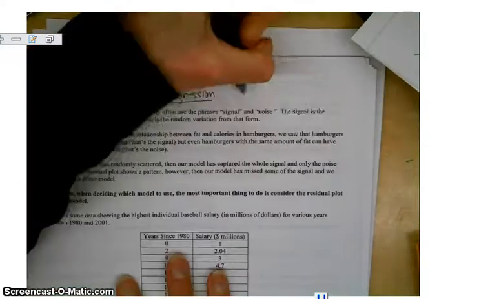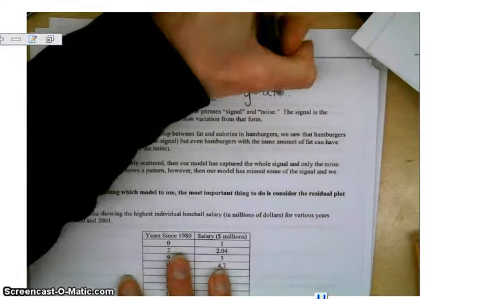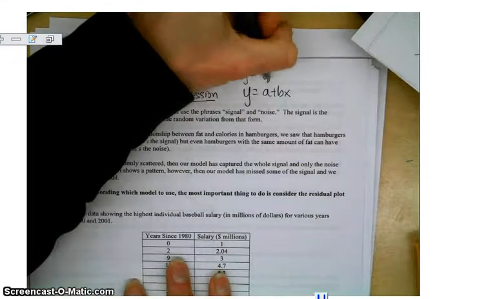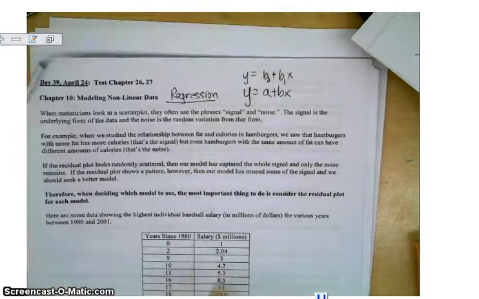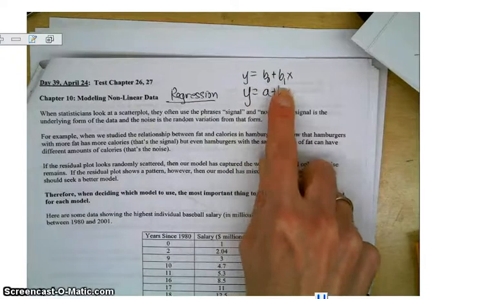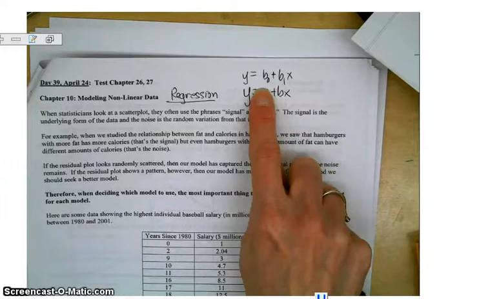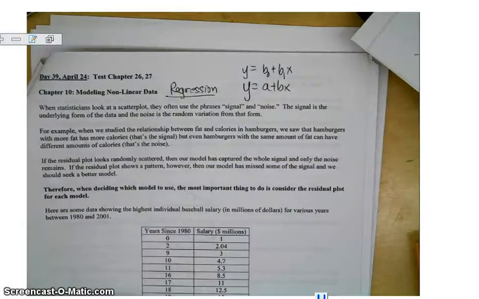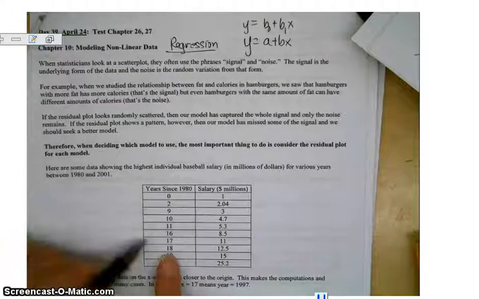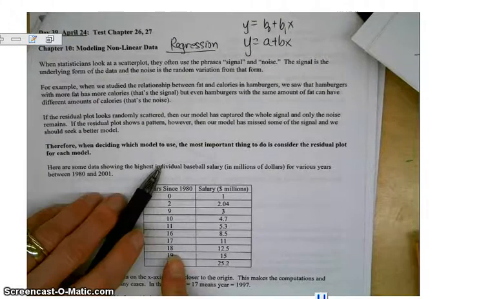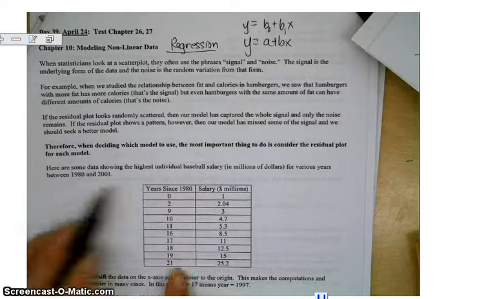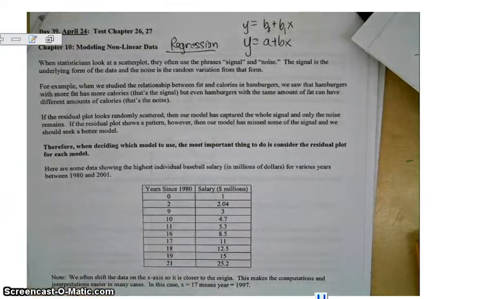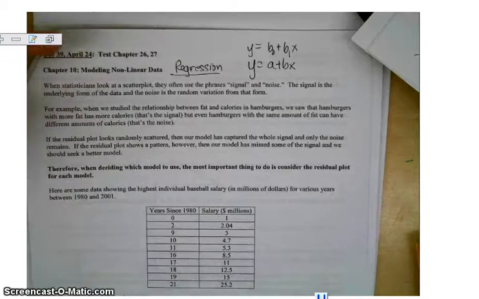You're going to write y equals a plus bx, or as the AP Stats exam writes, b0 plus b sub 1x. So that's what they use instead of a and b. So the number in front of x is the slope, and the other number without a variable is the y-intercept. And so what we typically do, we look at a scatter plot for data, and we're going to look at a scatter plot for individual baseball salary in millions of dollars for various years between 1980 and 2001. So just a little bit of information first.